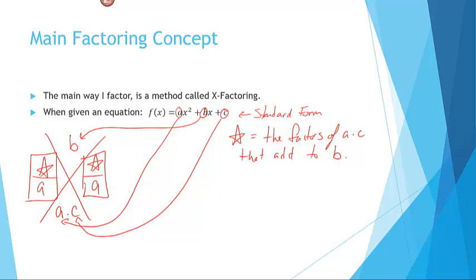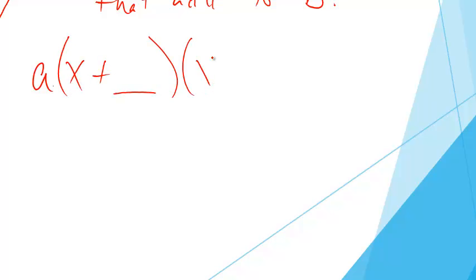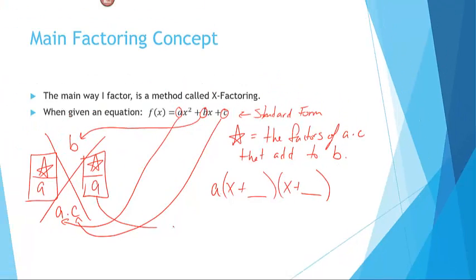Now once you find these factors, we'll put them into our factored form of an equation. So our factored form of an equation will be a times x plus blank, x plus blank. Now what goes into those blanks? Believe it or not, these factors go into the blanks. So that's how we factor our quadratic equations.